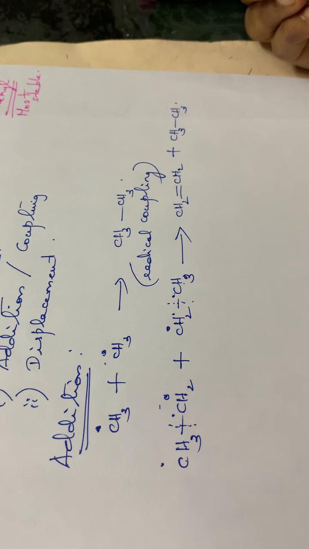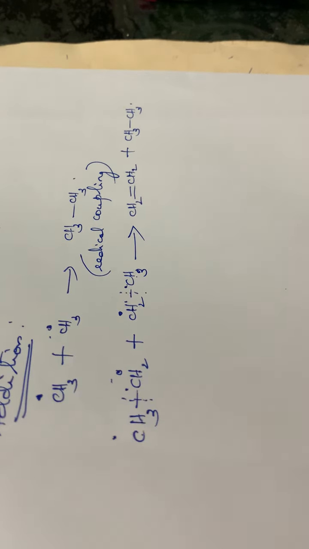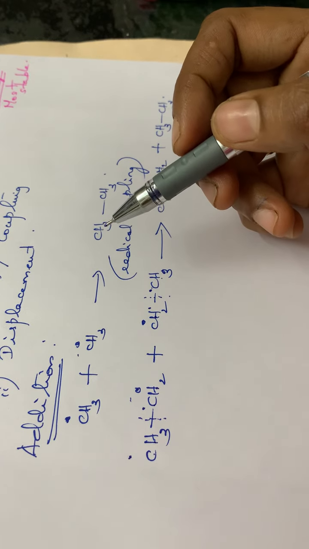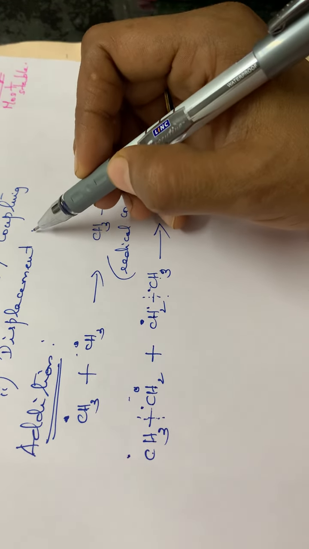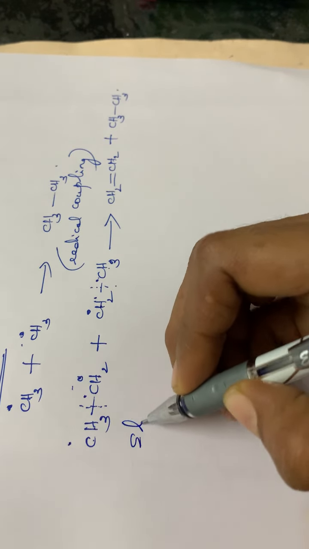So this is the radical disproportionation reaction. Along with this addition or coupling reaction, there are many other reactions also. The next is the elimination reaction. Displacement I will be telling later. So next is the elimination reaction.